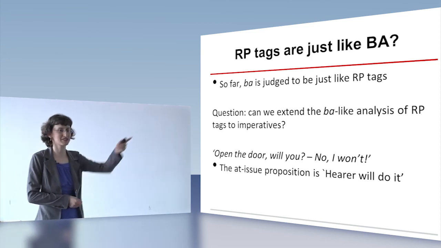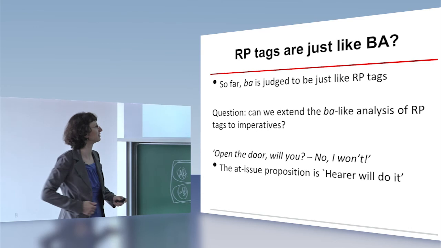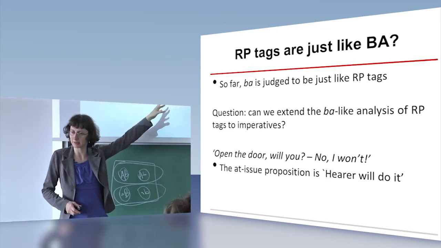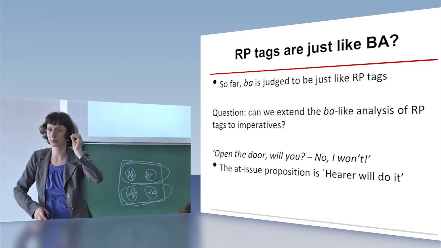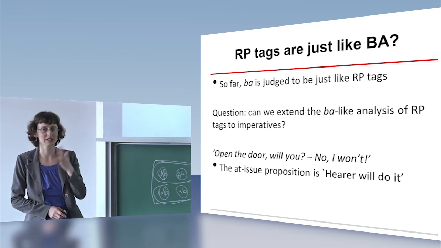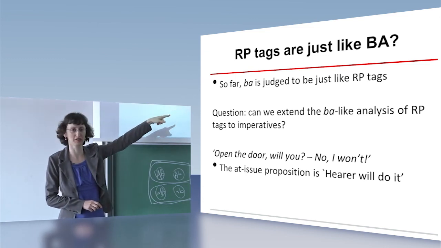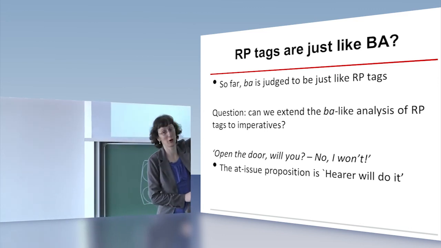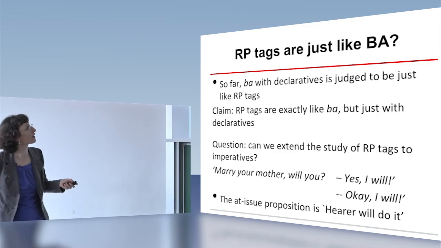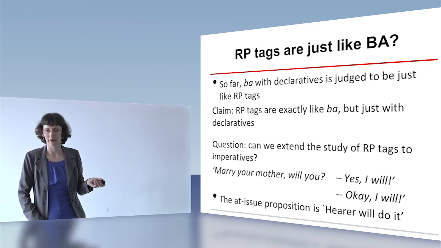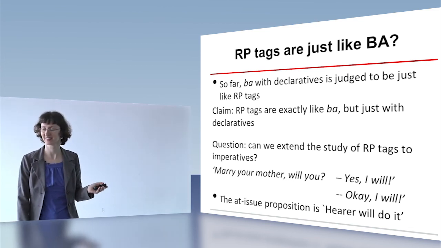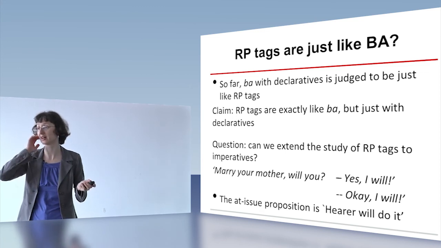So how about this construction? I hear that a lot. Open the door, will you? No, I won't. So this no, there's claims that what no does is it takes that at-issue proposition and denies it. Here's our clue that the at-issue proposition with imperatives is that the hearer will do it, because it's no, I won't. So this is the proposition that's being referred to here. So you get reverse polarity tags with imperatives too. Open the door, won't you? Yet to be tested is whether they behave exactly as imperatives with ba.